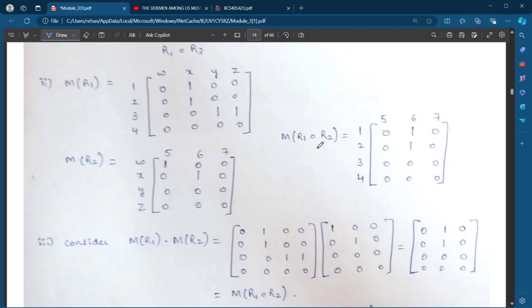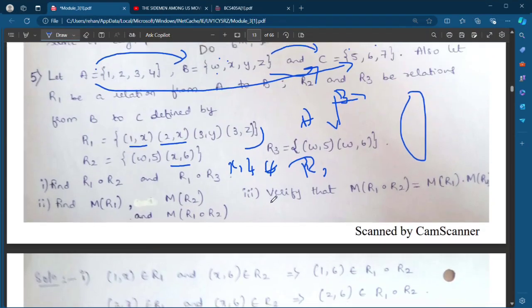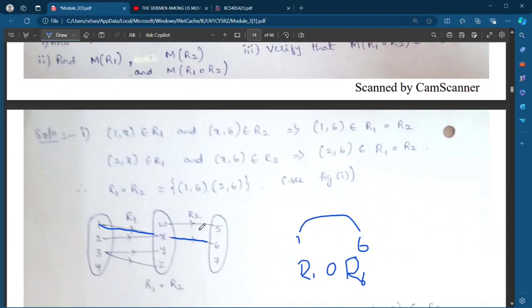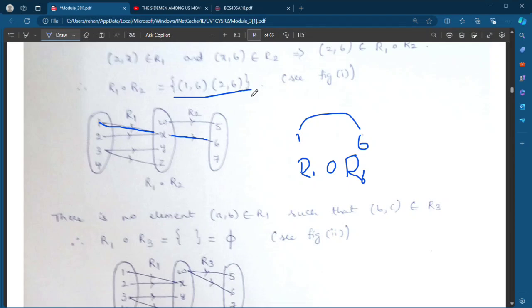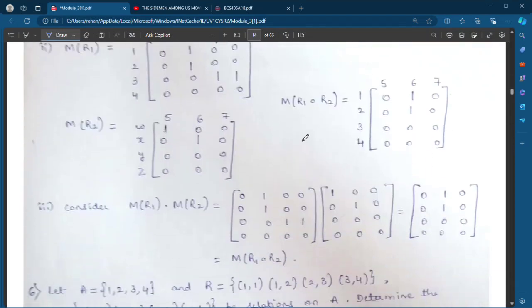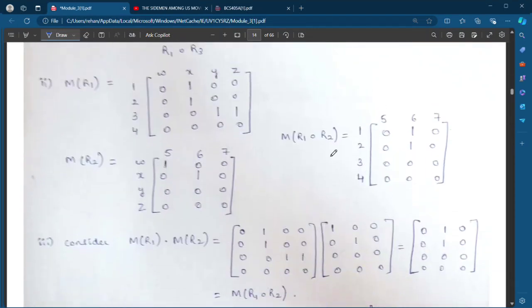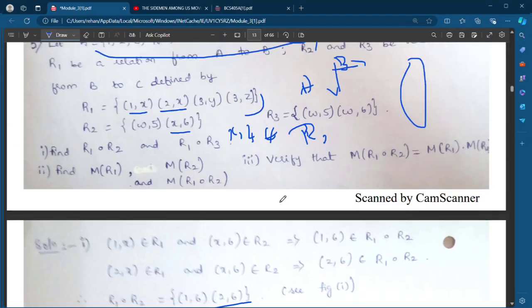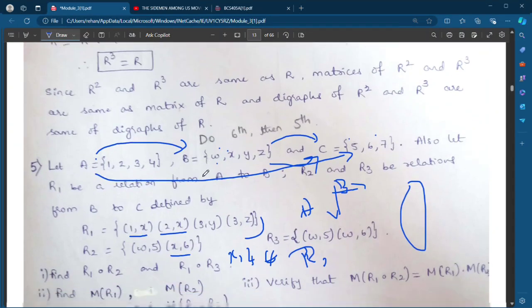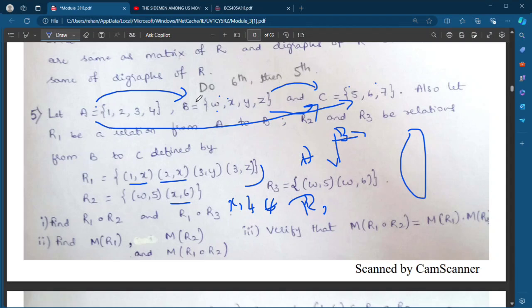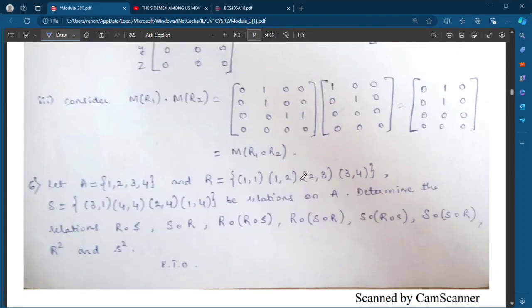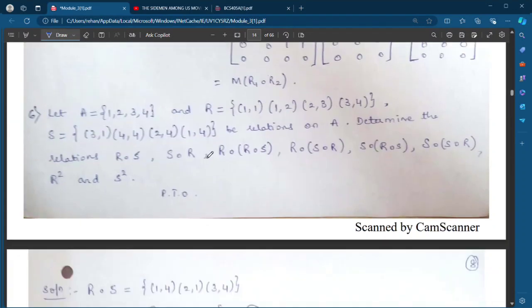How will you find R1 composition R2? You calculated it, right? So you wrote here R1 composition R2 is 1 comma 6, 2 comma 6. According to that, you will write the set. See here how you will select the rows and columns. Since R1 composition R2 is from A to C, down you will have A on the left side, and in column place you will have C. Nothing else. That's it.